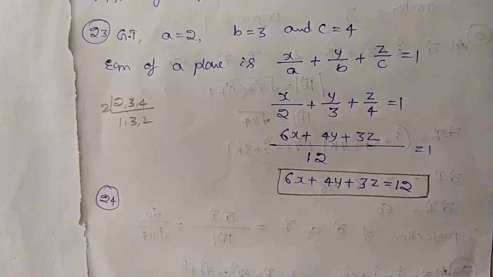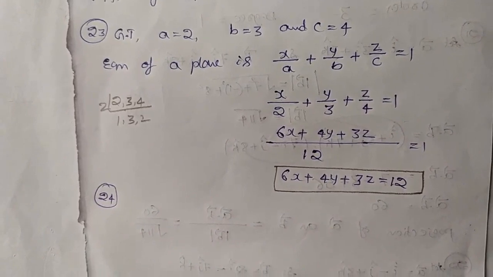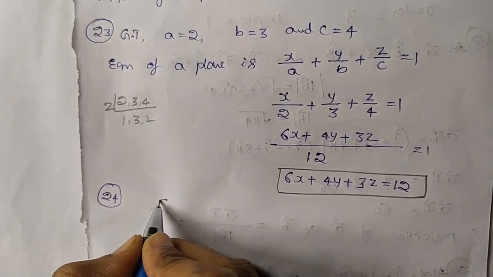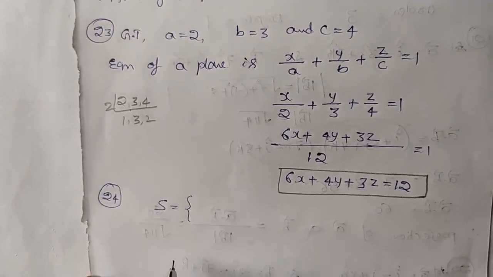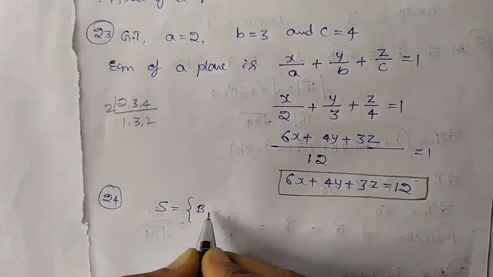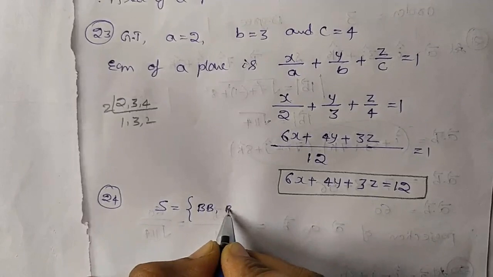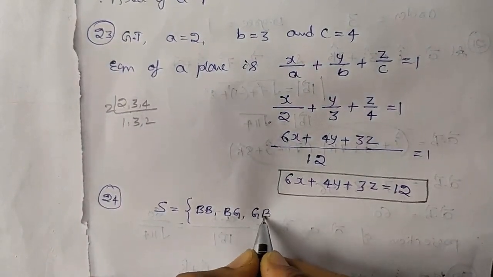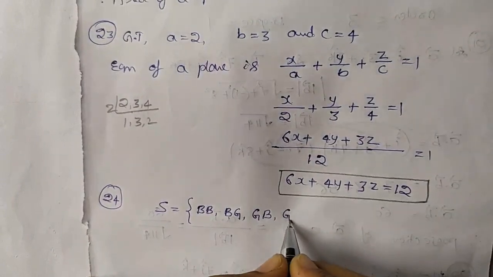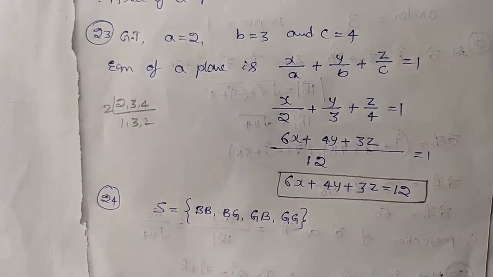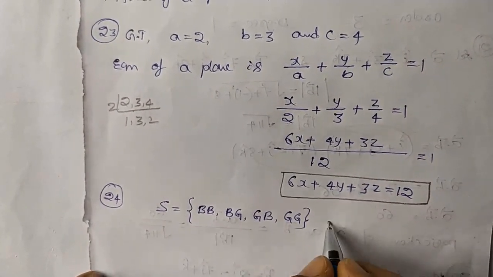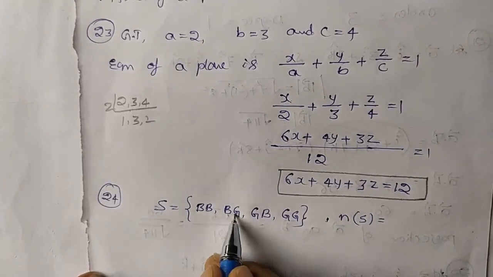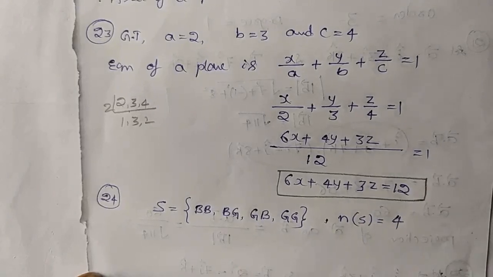You just imagine a family has 2 children equally likely to be a boy or a girl. Then what is the sample space? Sample space will be both are boys, first boy then girl, maybe first girl, second boy, maybe both are girls. Okay. Now number of elements in this sample space is what? 1, 2, 3, 4. So the number of outcomes is 4.